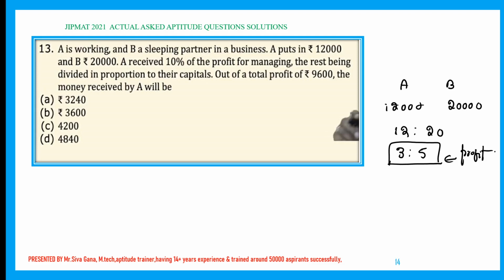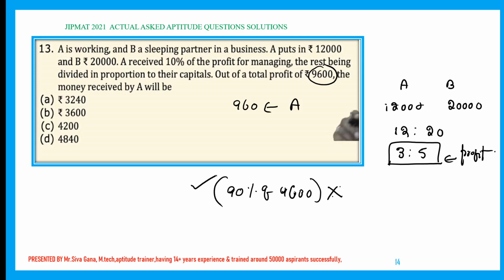A received 10% of the profit for managing. Total profit received is 9,600. In that, 10% is 960. This is what A has taken for managing the things. Now remaining is how much? 10% is taken for managing, so the remaining is 90%. Now 90% of 9,600. This is what A gets on behalf of profit. This should be 90% of the 9,600.